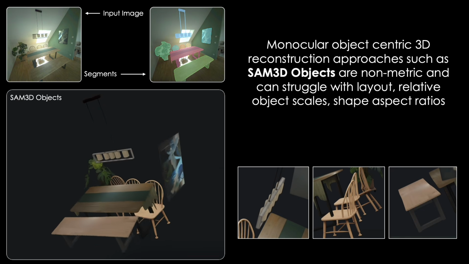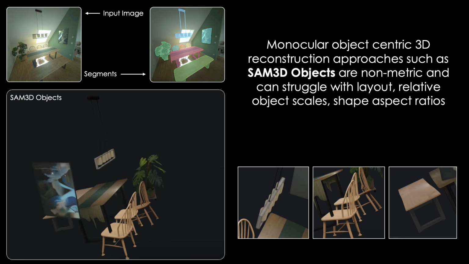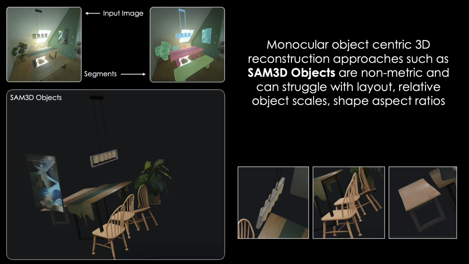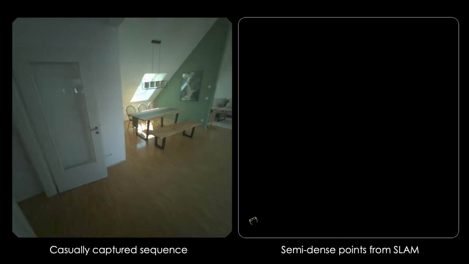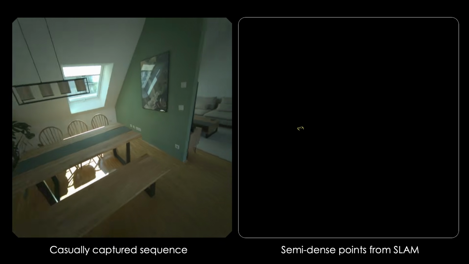On the other hand, there's the object-centric reconstruction paradigm, where reconstruction is performed on a per-object basis. Existing monocular approaches in this domain can sometimes struggle with the layout, the relative scale of objects, and maintaining correct shape aspect ratios in cluttered environments, in addition to being non-metric. To this end, we present ShapeR.